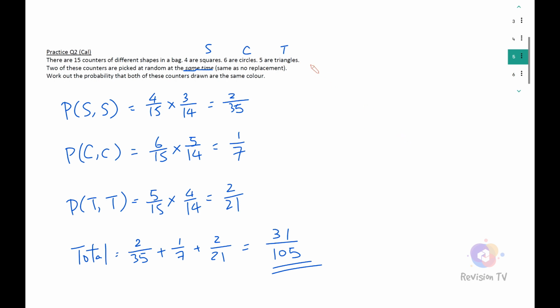Here are the answers. I use S for squares, C for circles, and T for triangles. So the probability of getting 2 squares, the first time is 4 out of 15. The second time will be 1 less counter, so it'll be 15 to 14, and 1 less square counter from 4 to 3. Similar for circle and circle, triangle and triangle. These fractions are simplified because I used a calculator. If the question requires a calculator, use it, why not? So when you add them up, my answer is 31 out of 105. If you do it without a calculator, just simplify, and see if you get the same answer.